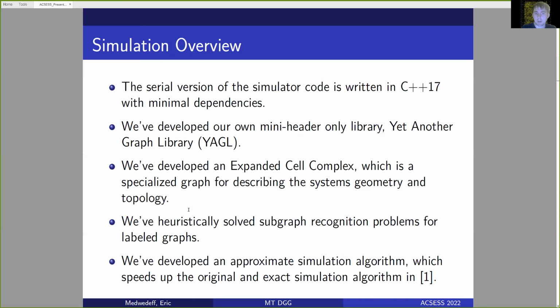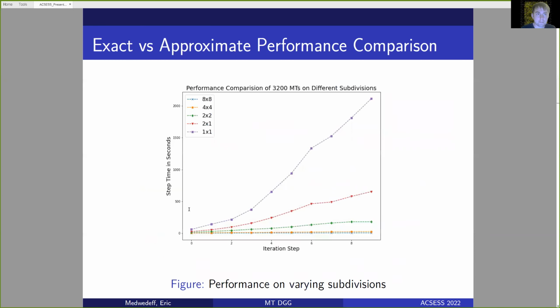simulating dynamic graph grammars involves these graph rewrite rules. And when you want to rewrite a graph, you have to search for the pattern that you're going to rewrite. And so we developed an algorithm to find these patterns in the larger system graph and use those as the matches that we apply our rewrites to. And we've also developed, as I mentioned, an approximate simulation algorithm, which speeds up the original and exact simulation algorithm. So here is a performance chart of the exact versus the approximate.